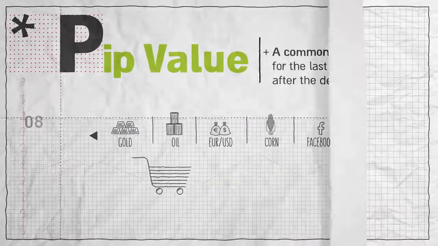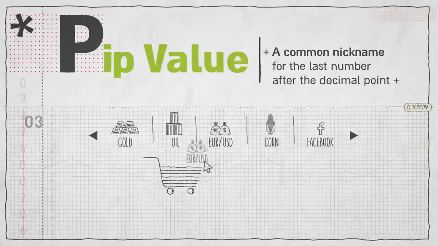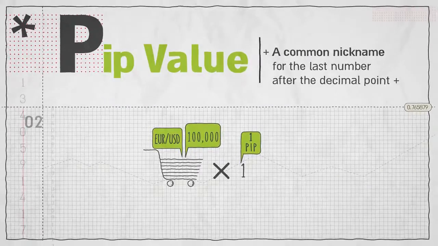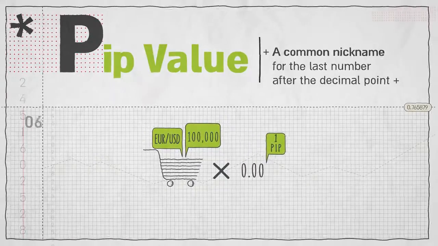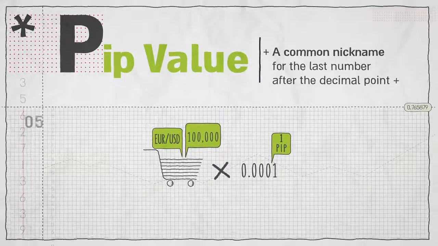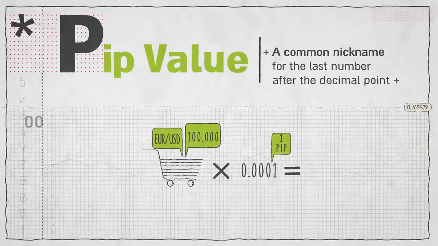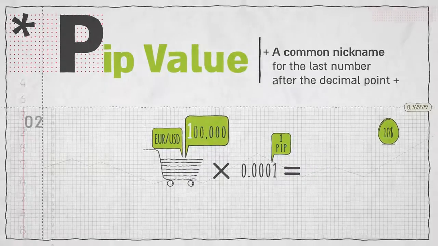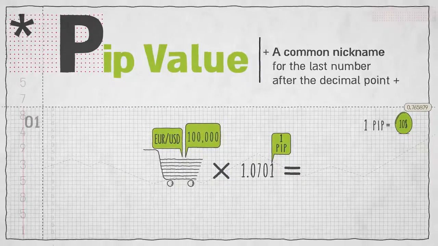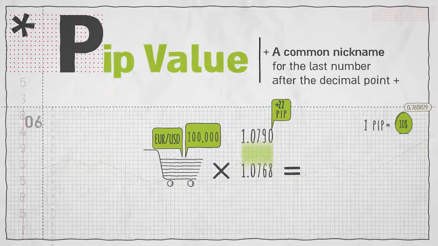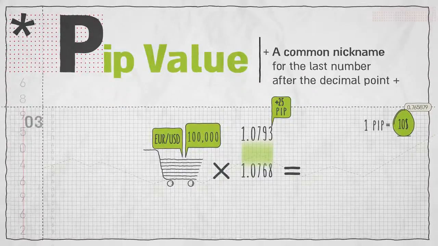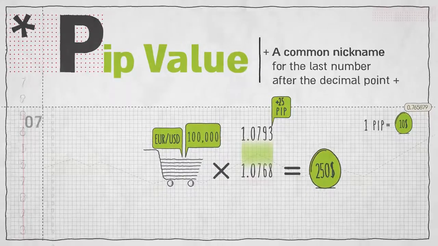Here's an example. Let's say you decide to buy the euro-dollar pair. You open a trade size of $100,000, and 1 pip is equal to 0.0001. Then your profit will be $100,000, which is your trade size, times 0.0001 equals $10. If you bought $100,000 of the euro-dollar pair and the pair went up from 1.0768 to 1.0793, a 25 pip change, then you would gain 25 pips times $10 equals $250 profit.